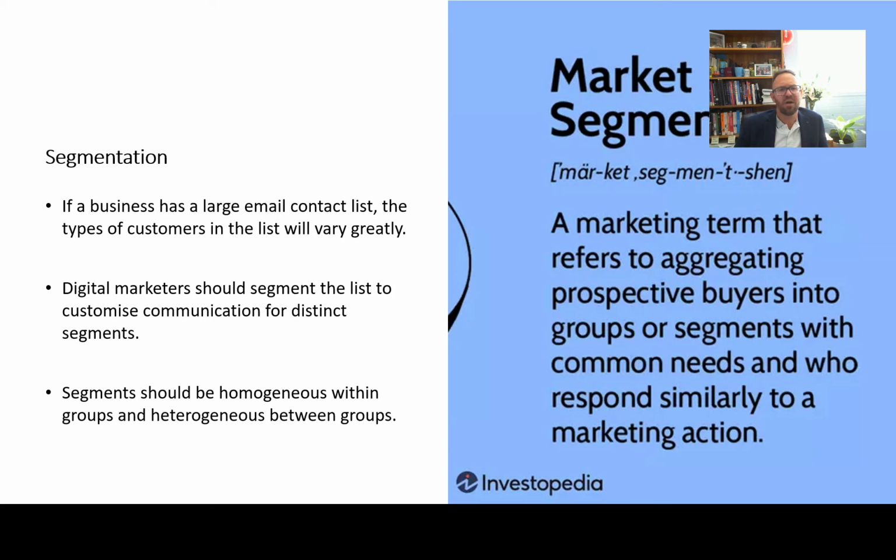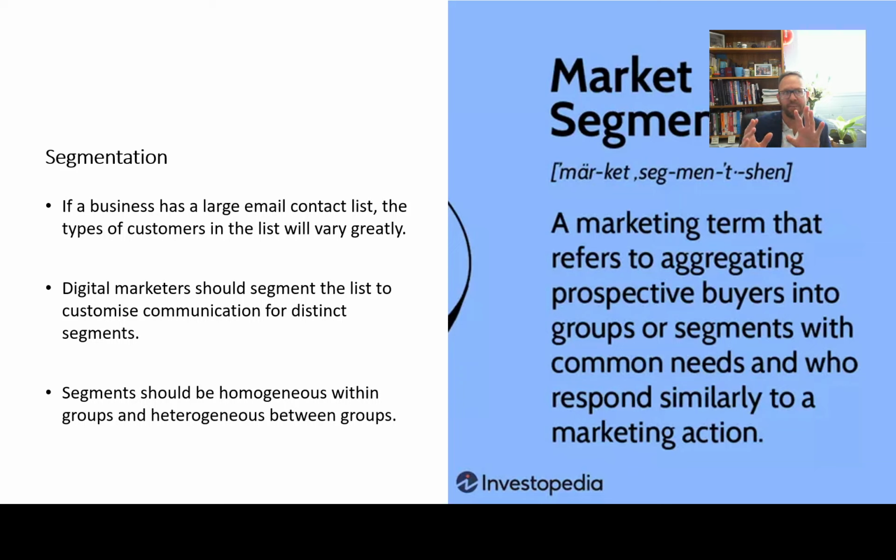So segmentation. If a business has a large email contact list, which when people do email marketing often have very large lists, the types of customers will vary on that list greatly. Now, digital marketers should then segment the list to customise communication for distinct segments. So don't assume that the people on your list are all interested in the same thing. Which people are interested in what products and which people are interested in which information. So segments then need to be created, and they should be homogeneous within groups. That means the same within and then heterogeneous between groups.